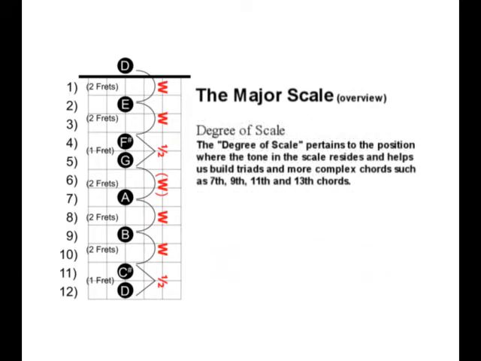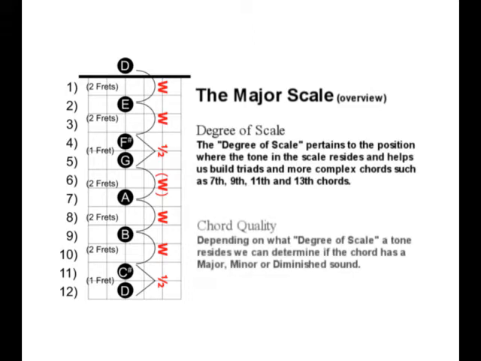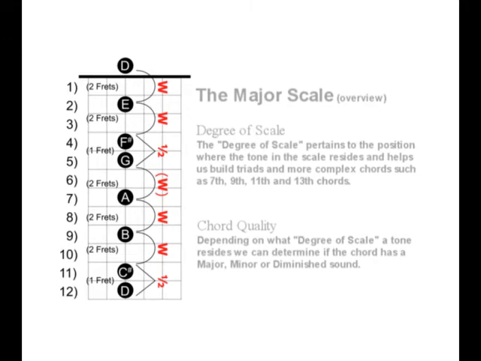Next, I'd like to talk to you about the degree of scale. And this pertains to the position of where the tone in the scale resides, and this helps us build triads and more complex chords, such as 7th, 9th, 11th, and 13th chords. And more importantly, we can determine the quality of the chord. Depending on what degree of the scale a tone might reside on, we can determine if the chord has a major, minor, or diminished sound.